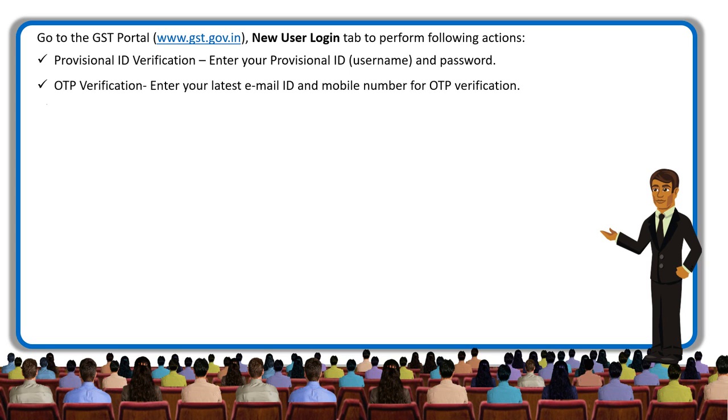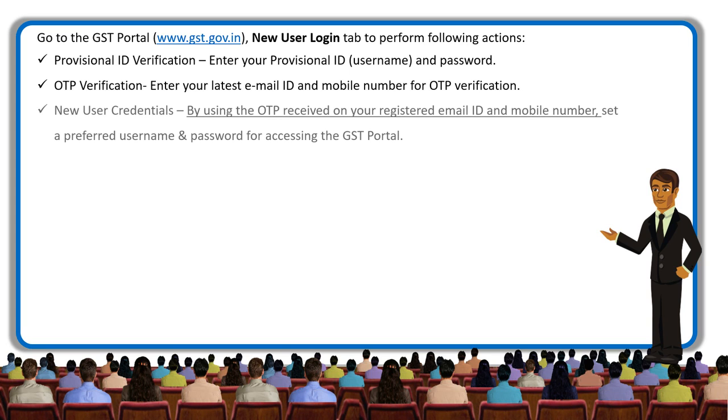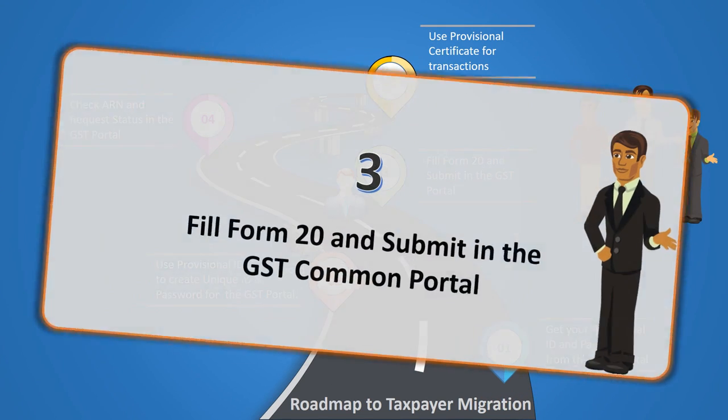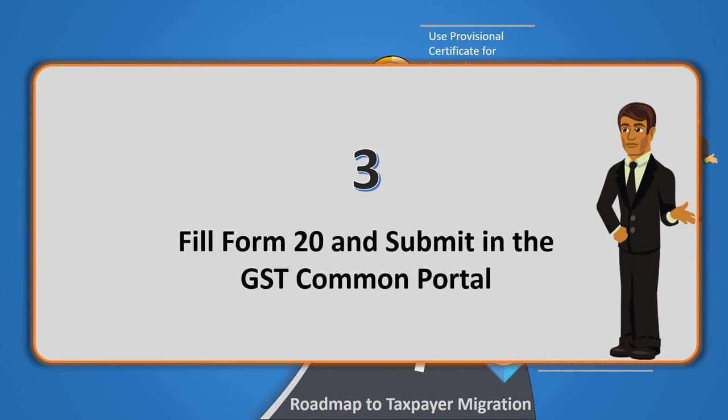OTP verification. Enter your latest email ID and mobile number for OTP verification. New user credentials. By using the OTP received on your registered email ID and mobile number, set a preferred username and password for accessing the GST portal. Fill in all the necessary details in Form 20 and submit in the GST portal.